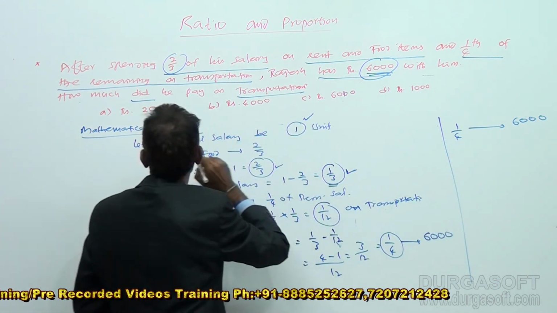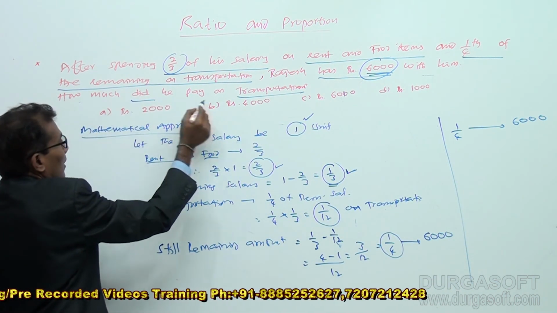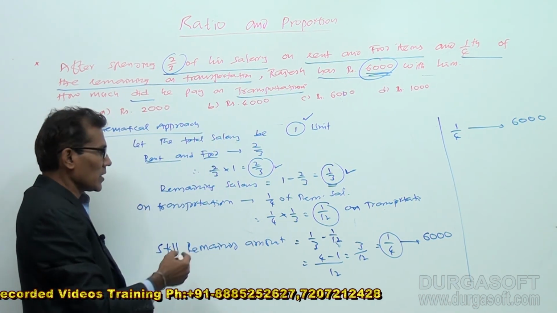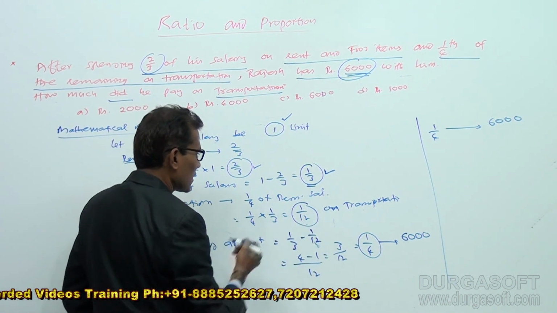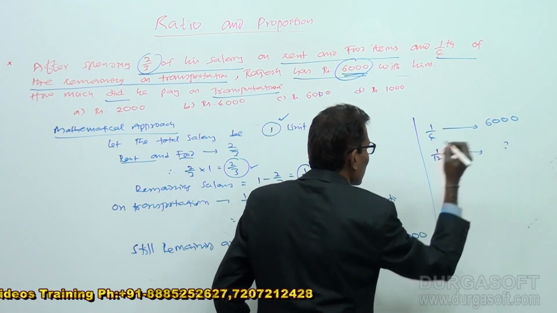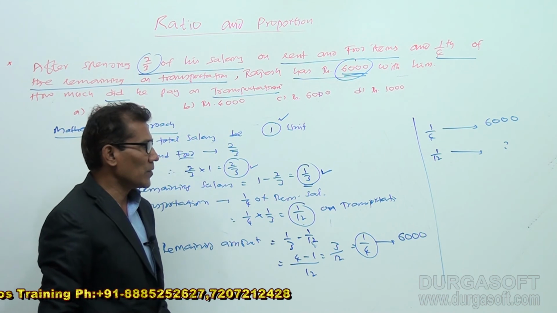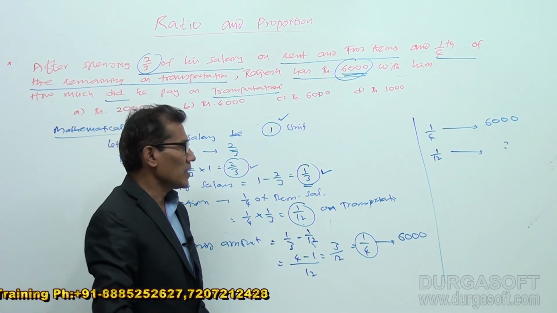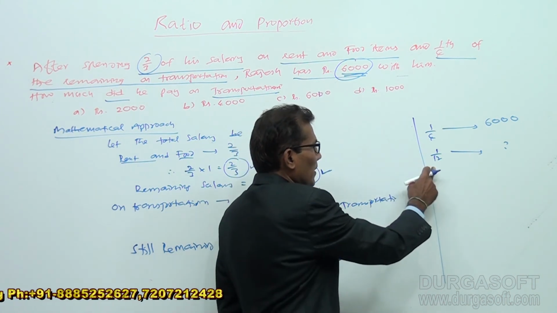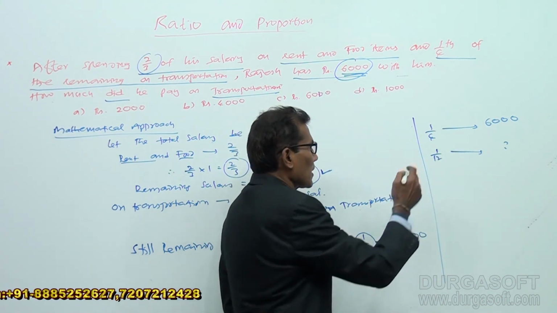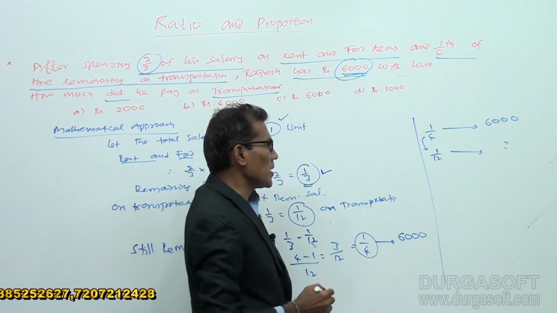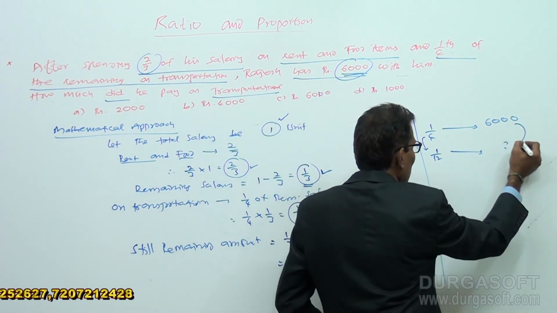But according to the question, we need to find the amount which is spent on transportation. Transportation amount is nothing but this 1/12. What will be 1/12? 1/4 value is 6,000. How are you going to calculate this 1/12? 1/4 is given and 1/12 we require. The ratio between 1/4 and 1/12 will be exactly equal to the ratio between 6,000 and the remaining amount.